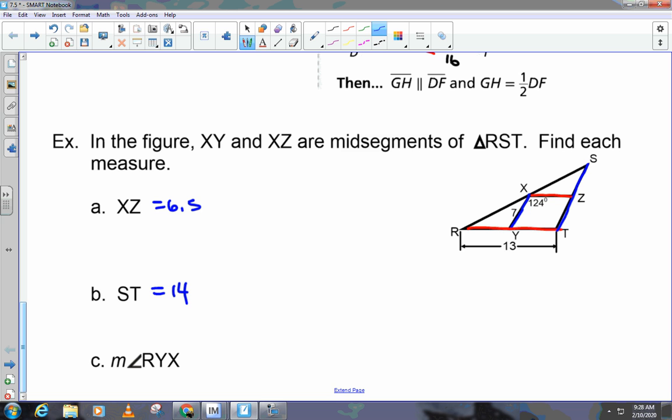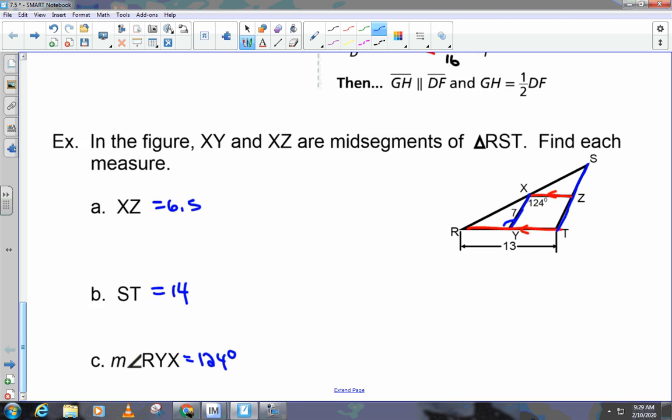Okay? Now I need the measure of angle RYX. This is angle RYX. What can I do to find that measure? Okay, good. The red lines are parallel to each other, okay? And so if those are parallel, then what relationship is this going to have? What's it going to be? Alternate interior. Okay, so it's alternate interior with this 124 degrees, and alternate interior angles are equal, right? So it's going to be 124 degrees. Good. All right, any questions on that?